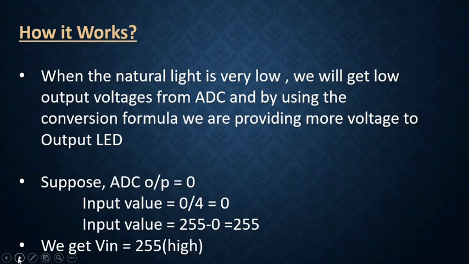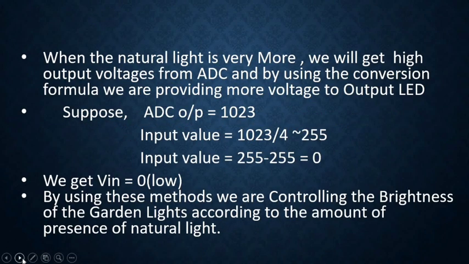How it works: when the natural light is very low, we will get low output voltages from the ADC, and by using the conversion formula we are providing more voltage to the output. Suppose we take the ADC output as 0, we divide it by 4. 0 divided by 4 is equal to 0, and then 255 minus the input value, that is 255 minus 0, is equal to 255. We get Vin as 255, that means high brightness. When the natural light is very more, we will get high output voltages from the ADC.